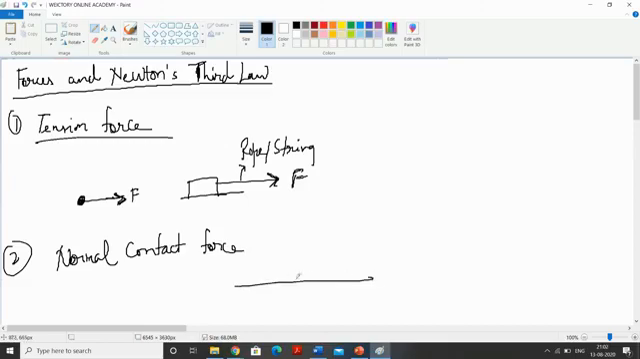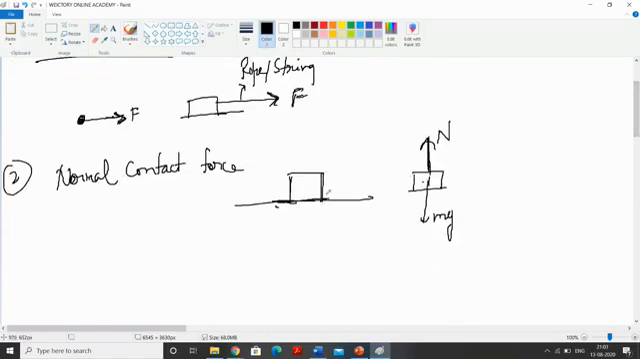Normal contact force is like this: there is a surface and an object kept on the surface. The force exerted by the surface on this object is called normal contact force. If you draw the free body diagram, there is a gravitational force acting downwards, mg, and to balance it there is a force acting upwards from the surface on the block. That's the normal contact force. According to Newton's third law, for every action there is an equal and opposite reaction. The surface exerts a normal contact force upwards on the block, and the block exerts the same force downwards on the surface. So Newton's third law is satisfied here.